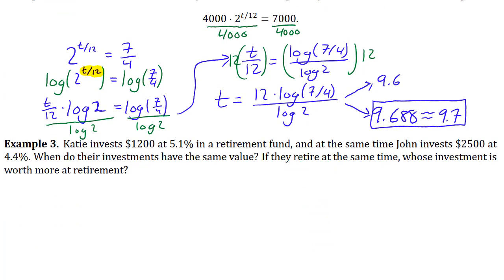So let's see. Example 3. Katie invests $1,200 at 5.1% interest in a retirement fund, and at the same time, John invests $2,500 at 4.4%. When do their investments have the same value? So, if they retire at the same time, whose investment is worth more at retirement?